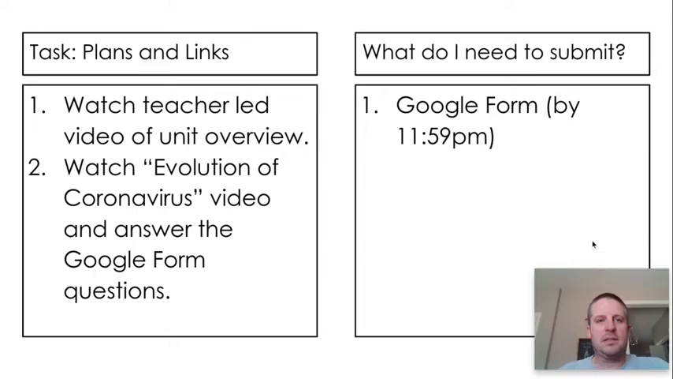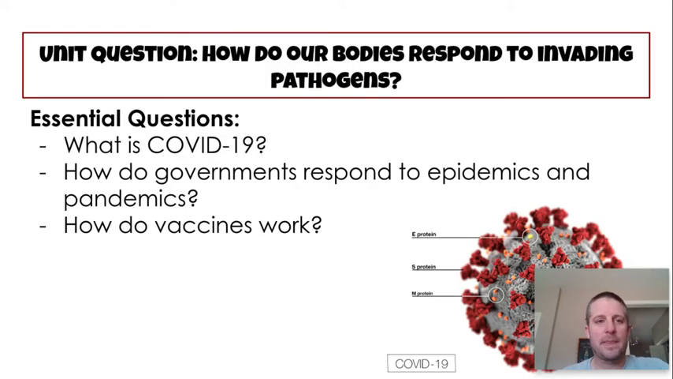So for today, you're going to be watching this video. Good job if you're there right now. Then you'll open the Google Slides presentation and page through it, which is what I'm showing you now. You'll watch this video called Evolution of Coronavirus. There'll be a Google form on that slide that you can open up. Like I said, I would look at the Google form first, because that will give you an idea of what you're looking for. Watch the video, answer the form, submit it. As long as you submit it by 11:59 p.m., you're good for today.